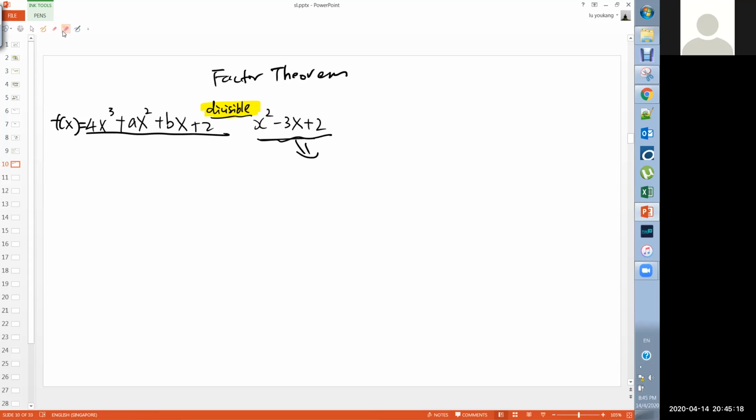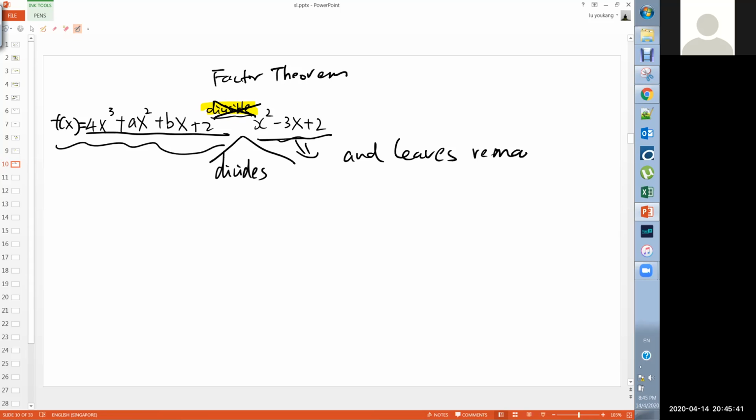So let's say I say this one is not divisible. I say this one divides this and leaves remainder 2 or 3. So what it means is you don't use the factor theorem, because it says it leaves a remainder. So you use the remainder theorem.